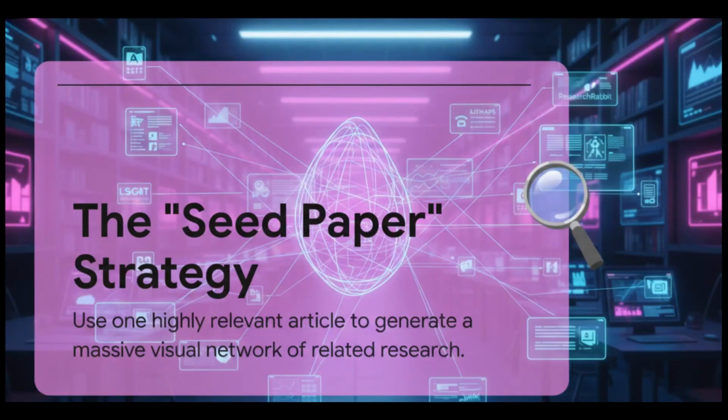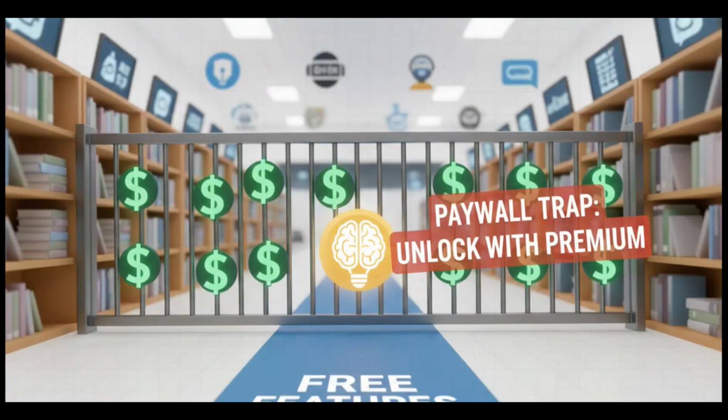And here's this awesome trick for how we start. It's called the seed paper strategy. You don't start by typing in some vague, boring keyword. No, you find one killer paper, one that's super relevant, highly cited, and you feed it into a tool like Litmaps. Then you just watch as the AI instantly generates this massive, beautiful web of every important paper connected to it.